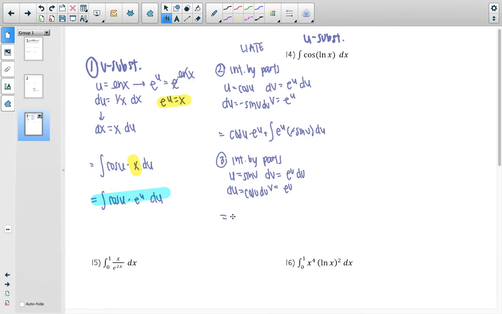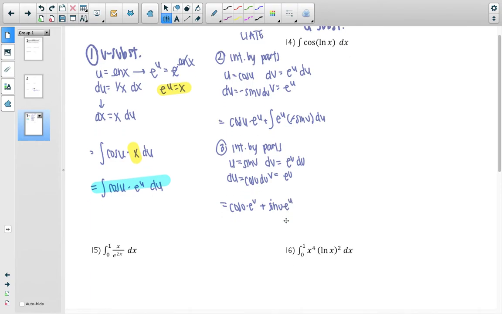So cosine of u times e to the u stays, and then the plus sign stays, and then we're going to do this whole integration by parts. So we're going to do sine of u and e to the u. Sorry, this is looking really atrocious. And then minus e to the u cosine u du.